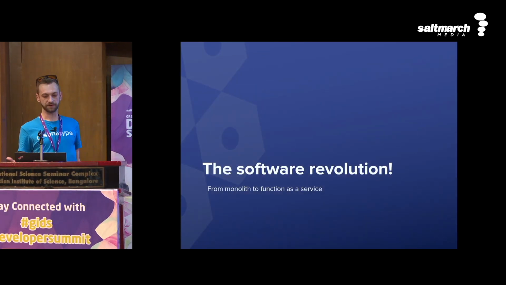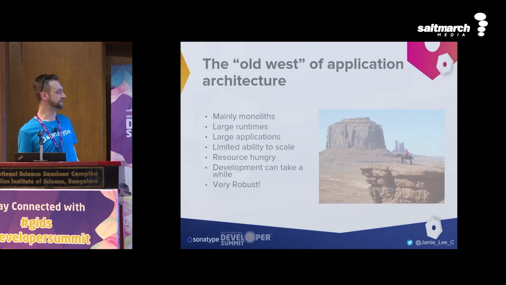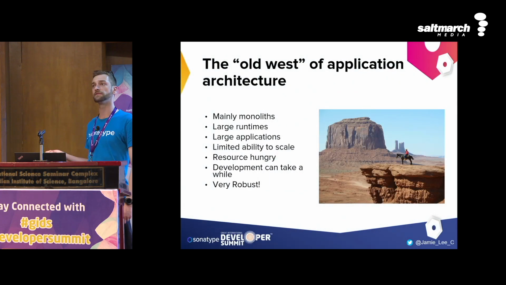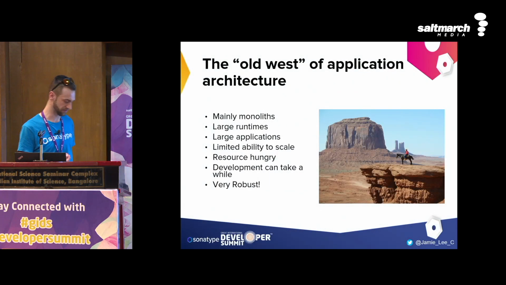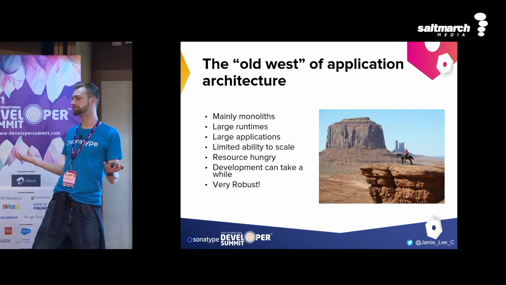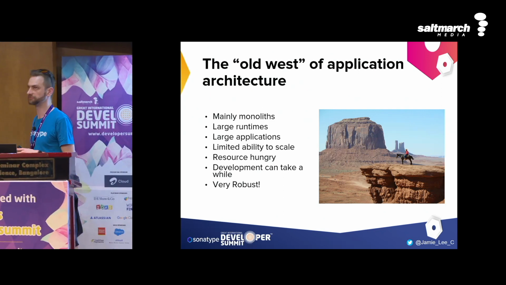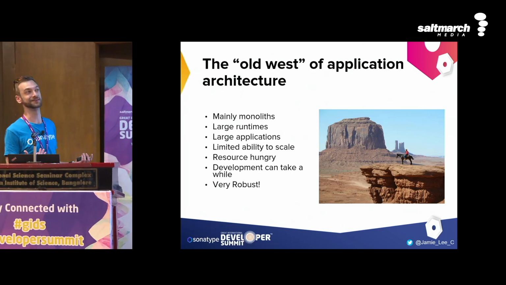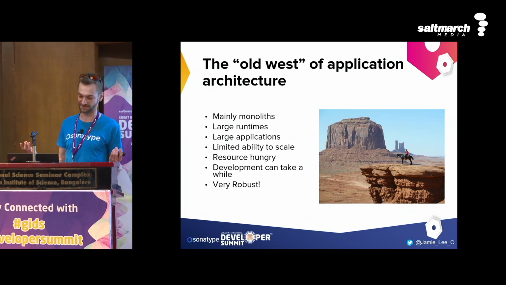So the software revolution, how have things changed over the years? So microservices, when I started my career about 12 years ago, were quite a new thing. We mainly had monoliths before, although the concept of monolith wasn't actually created until microservices came around.